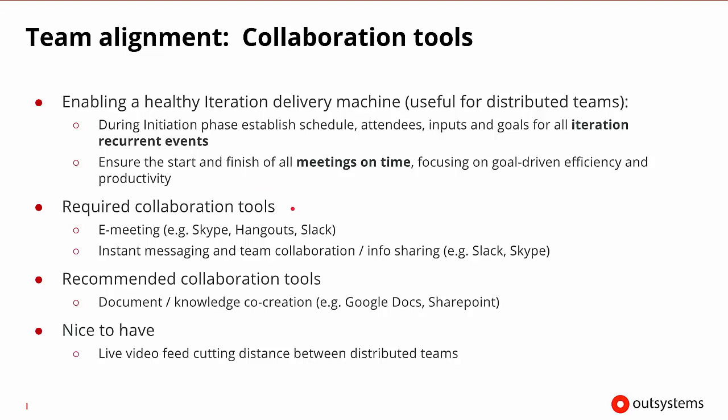We'll also need to agree on the collaboration tools. What types of e-meetings will be used, as far as Skype or Hangouts or Slack, and what are the instant messaging and other types of tools that the teams are going to use? Also, if the team is going to do co-creation of documents, what type of document and knowledge co-creation can be used? Would that be Google Docs, SharePoint, or something else? And if we go one step further to help the team collaborate even more, a nice-to-have might be an actual live video feed where distributed teams in different locations might be able to see each other during the day or occasionally to get the feeling of all being there together.